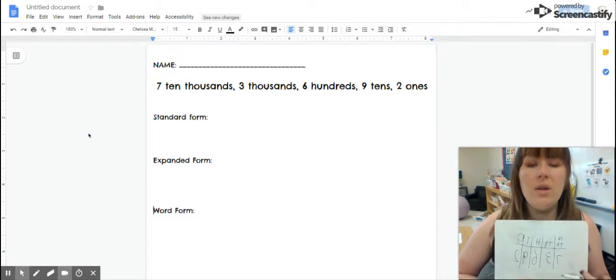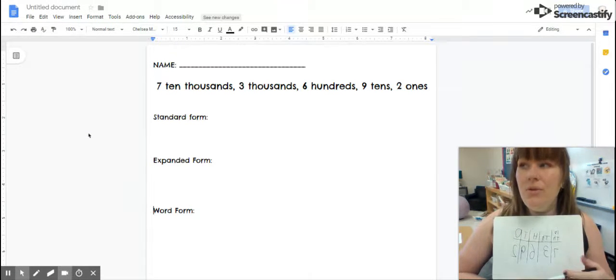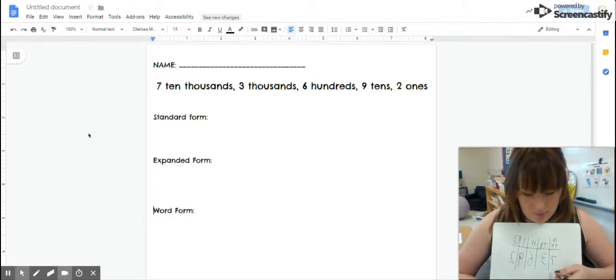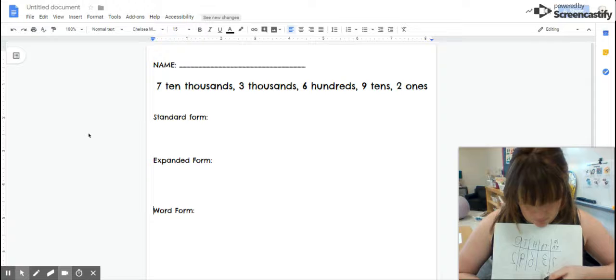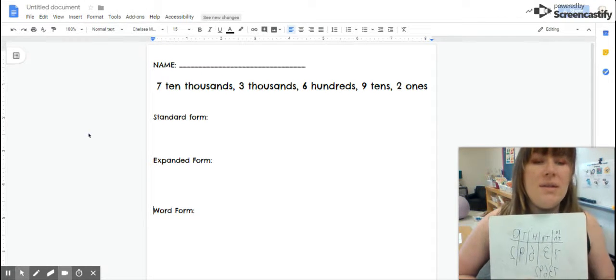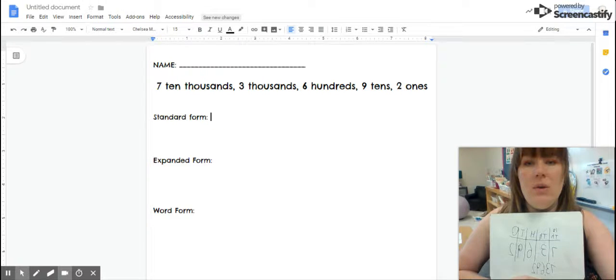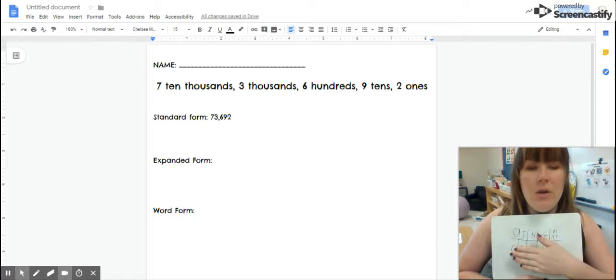Now that you have filled in your place value chart, it's time to look at the standard form. As you remember, standard form is just the normal way of writing a number. So I'm going to copy my number down. My number is going to be 73,692. So on my exit ticket, I'm going to go ahead and type, but you're going to write 73,692. It's very easy to write because I put it on my place value chart first.